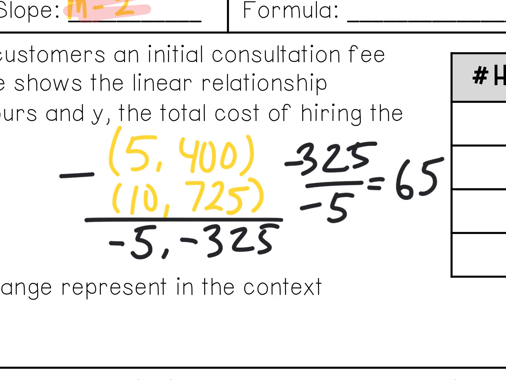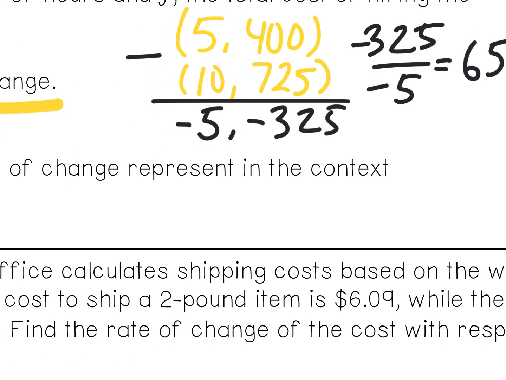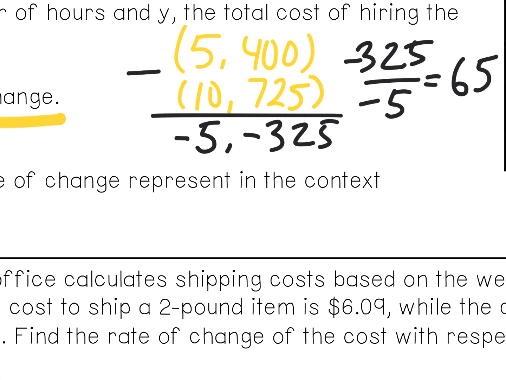Should be positive 65. So what does that mean, though? Positive 65 means what? That he makes $65 an hour. That's really good. That's roughly like $130,000 a year.